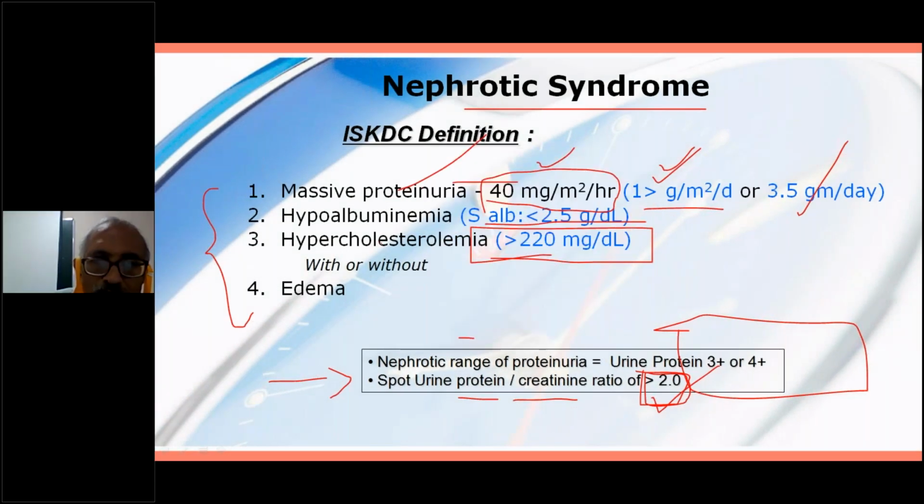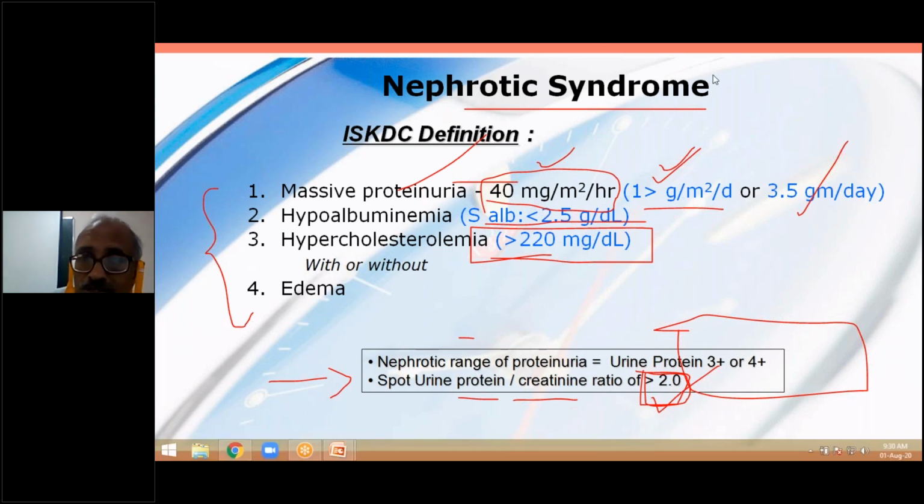Massive proteinuria, hypoalbuminemia, hypercholesterolemia, and edema. This massive proteinuria has so many definitions. Most commonly used are 40 milligrams per square meter per hour or 1 gram per square meter per day. Because these are daily requirements, we use a spot urine specimen. That is, spot urine protein by creatinine more than 2 is an indication of nephrotic syndrome.